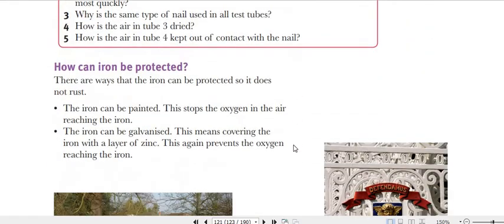هلا guys, how can iron be protected أو how can you prevent iron from rusting؟ في عنا شغلتين، يا إما painting يا إما galvanizing. Galvanizing that mean covering the iron with a layer of zinc. So when you cover the iron with a layer of zinc, this again prevents the oxygen from reaching the iron فما بصير له rusting.